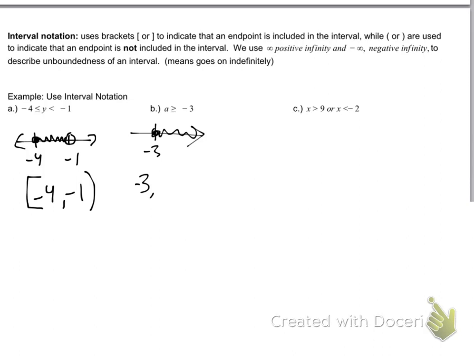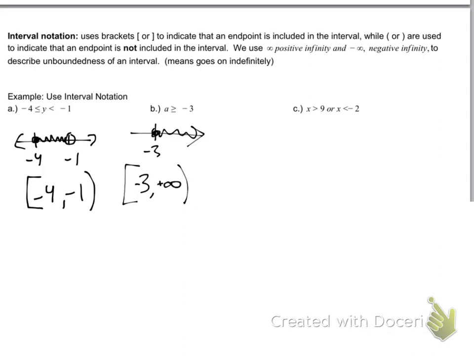But when it goes to the right, does it ever stop? No, it's infinite. So it's going to go to positive infinity. You don't necessarily need the positive there. But can you ever actually achieve positive infinity? No. So since you can never officially be there, it's a parenthesis. Can you actually be at negative 3 though? Yes. So it's a closed bracket again. You can never get to infinity. You can't be there.